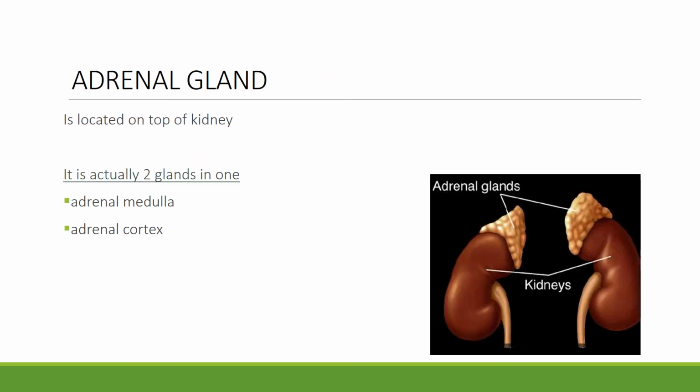Let's look next at the adrenal gland. The term adrenal means on top of the kidney. Ad means on or close by, and renal refers to the kidneys. It's actually two glands in one. There's an adrenal medulla, the middle portion, and an adrenal cortex, the outer portion.